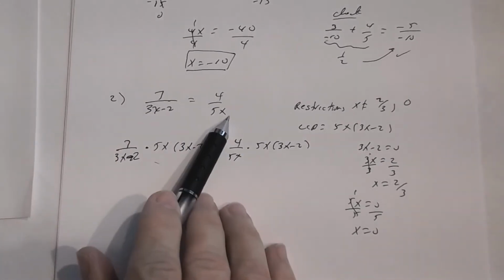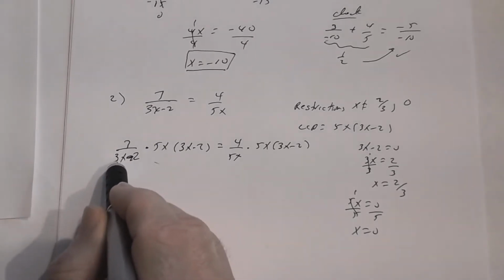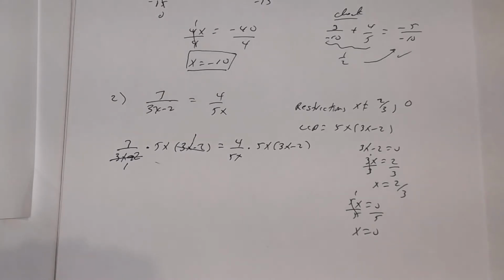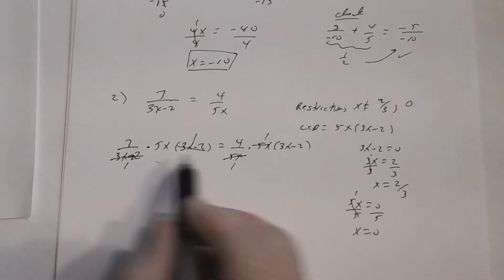All right? And then remember, at that point, the whole purpose of multiplying by the LCD is to get these factors here to be 1s. And now you do have a factor of 1, because watch. This 3x minus 2 divides out with this 3x minus 2, and this 5x divides out with this 5x. And so now what you have is this.